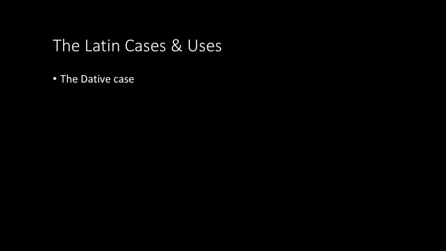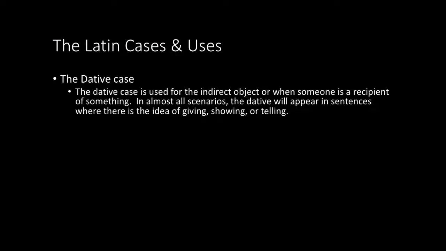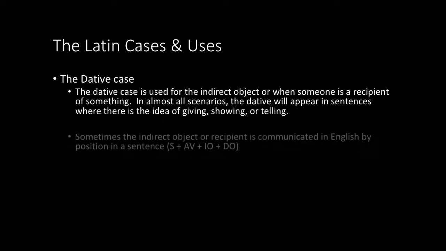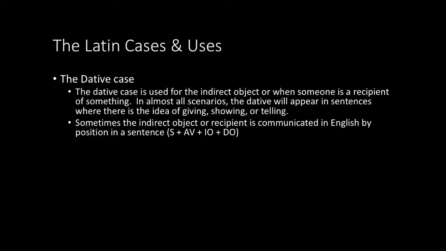Now let's talk about the dative case. The dative case is used for an indirect object, or when someone is a recipient of something. In almost all scenarios, the dative will appear in sentences when there is the idea of giving, showing, or telling. Sometimes the indirect object is communicated in English by the position in a sentence. Notice it occurs after the verb.